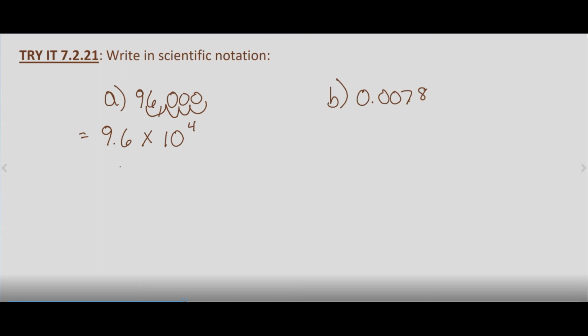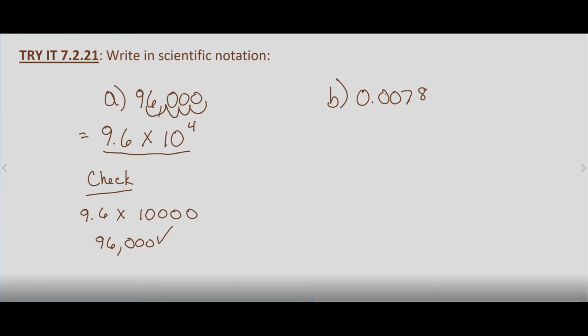Well, so what does this mean? How do we check this? If we write it out, we've got 9.6 times 10 to the 4th. That's the same thing as 9.6 times 10,000. And that gives us back what we started with, 96,000. We move the decimal place the number of zeros. There are 4 zeros, so 1, 2, 3, 4. So it checks. 96,000 in scientific notation is 9.6 times 10 to the 4th.